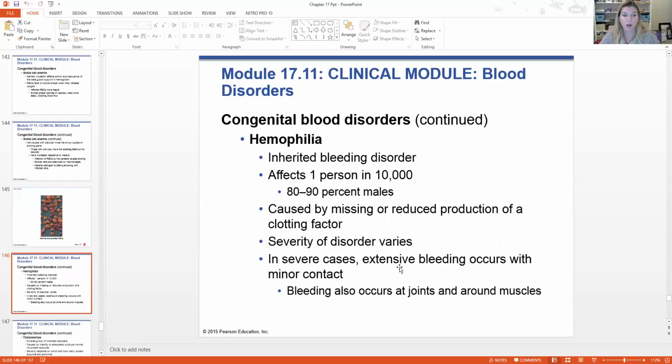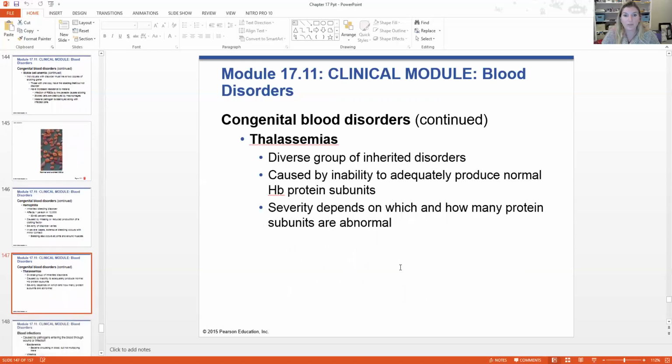There's also hemophilia as a congenital blood disorder. It's inherited. It affects 1 in 10,000 people, more common in males than females because it's on the X chromosome, so it follows a sex-linked pattern of inheritance. It's caused by missing or reduced production of a clotting factor. It varies in severity. In very severe cases, extensive bleeding can occur with a minor contact, and bleeding can occur at like the joints and around muscles, so it has a degree of impact.